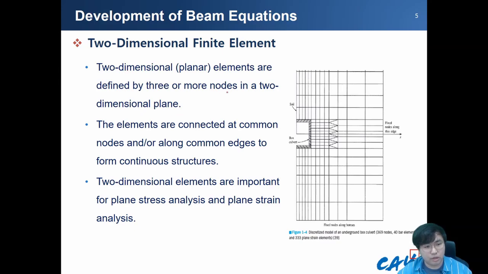A two-dimensional element can be defined with three or more nodes to describe two-dimensional space, for example, a plate, where the elements are connected by nodes and share some edges. To define those kinds of two-dimensional elements, we need some basic assumptions. The solid structure is a continuous structure.